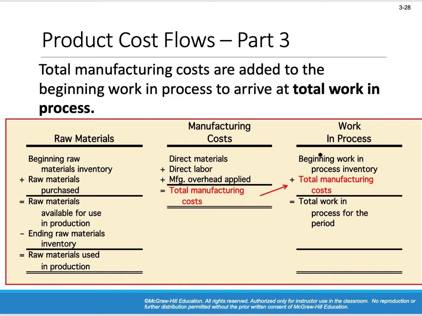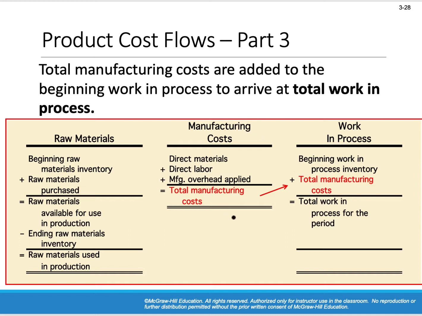Okay? Now I'm going to say this again. We take the beginning balance, we add any additions to work in process. That gives us the total work in process for the period. We would then subtract the ending WIP balance, and that tells us how much cost of goods manufactured left WIP and went into finished goods. Okay? But let's see what we do here.